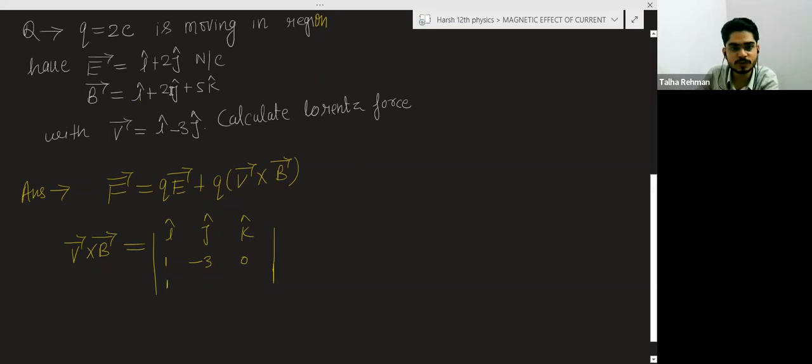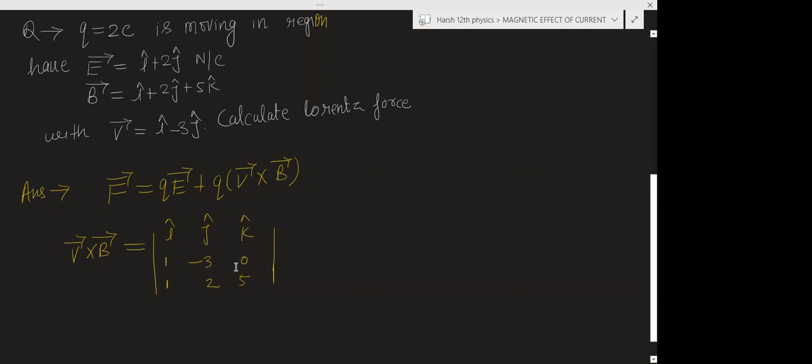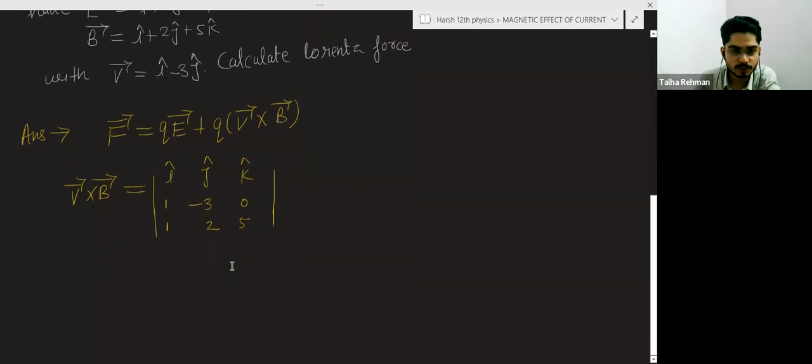Coefficient of J cap is 2. Coefficient of K cap is 5. So can you calculate this by yourself, or should I tell you? Yes, I can solve this one. Okay, no problem, I'll solve the next one, sir.